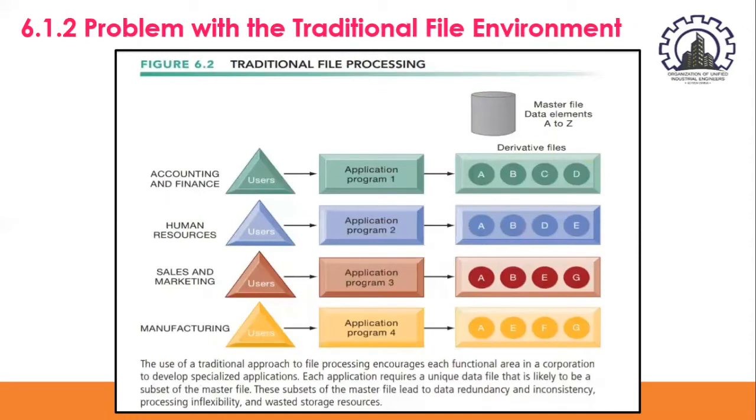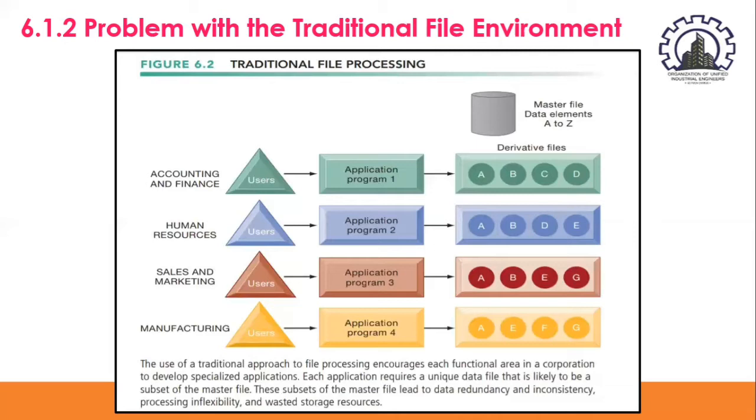Under problems with the traditional file environment, take note that in most organizations, systems tended to grow independently without a company-wide plan. Accounting, finance, manufacturing, human resources, and sales and marketing all developed their own systems and data files. Figure 6.2 illustrates the traditional approach to information processing. Each application required its own files and its own computer program to operate. For example, the human resources functional area might have a personal master file, a payroll file, a medical insurance file, a pension file, a mailing list file, and so forth, until tens, perhaps hundreds of files and programs existed.